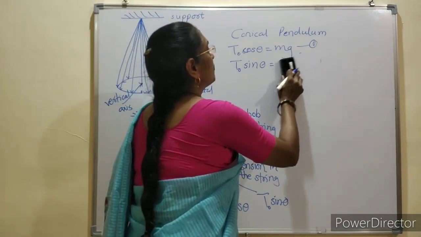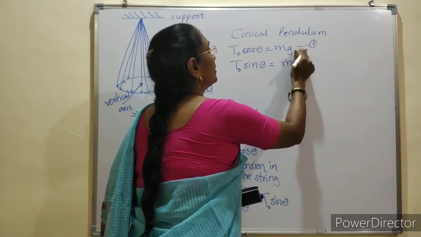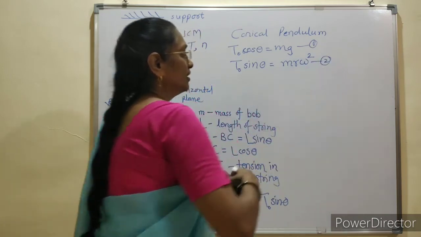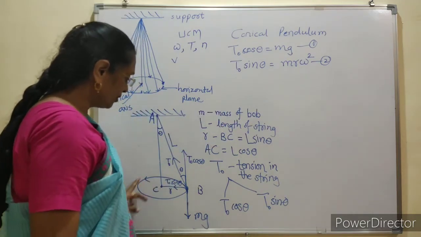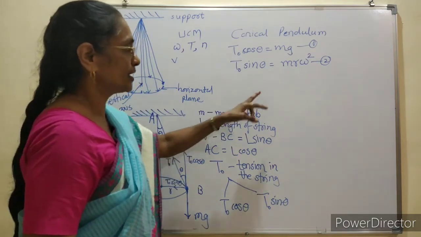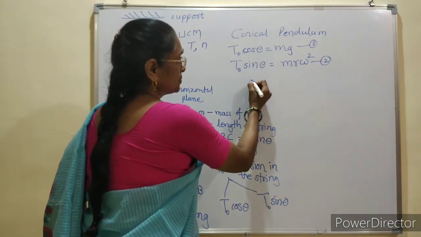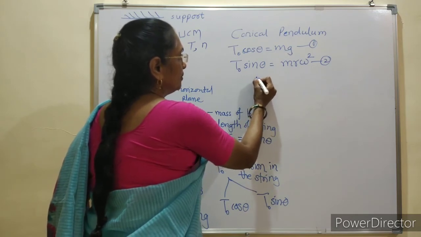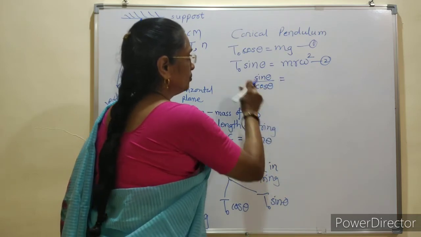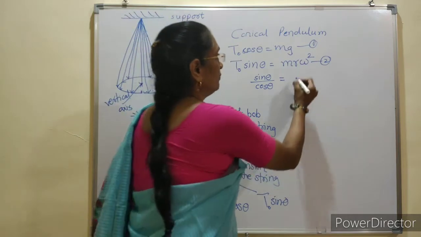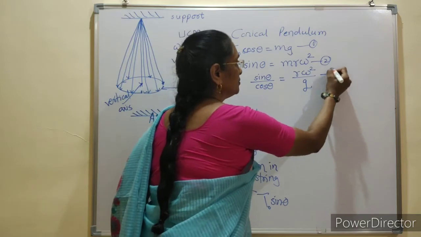Here, centripetal force we write in terms of angular velocity. It is m r omega square, where omega is angular velocity for the particle or tiny mass, r is radius, you know. So from these two relations we can write sin theta upon cos theta is equal to, dividing equation 2 by equation 1, r omega square upon g. This one is the third equation.